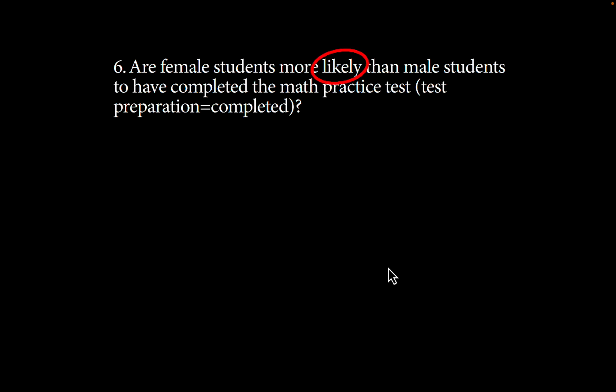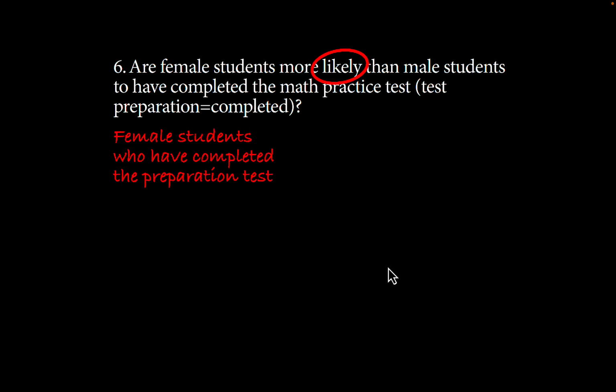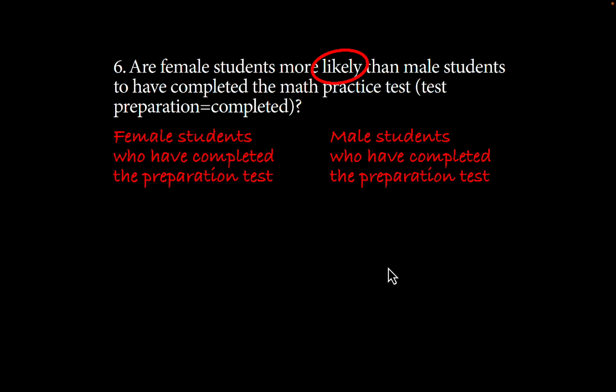In there we can see the word likely, which unfortunately is not always the case, but it's very often the case that if you see the word likely, it means that this is a problem about categorical variables. We'll look at our two key values to make sure that this is indeed the case, but it looks pretty much that way. So we have our first key value, the number of female students who have completed the preparation test, and we want to compare that to the number of male students who have completed the preparation test. Basically, we're saying that among those who have completed the preparation test, there are more female students.